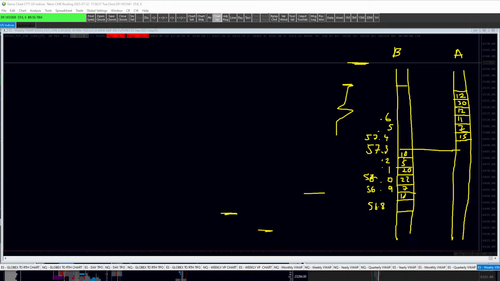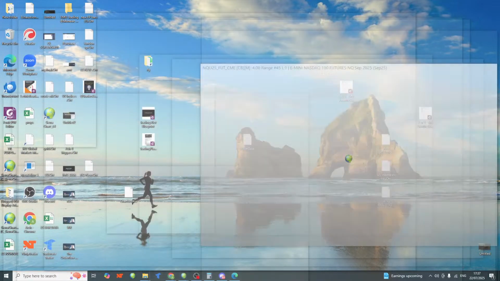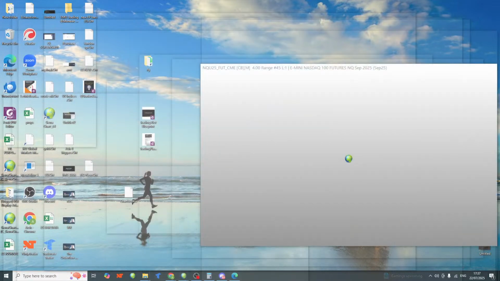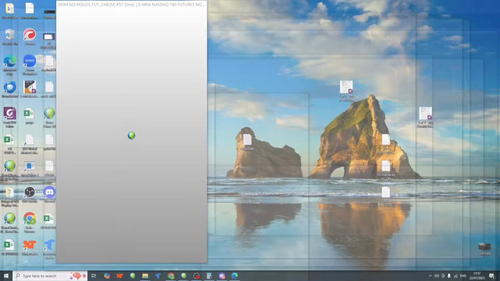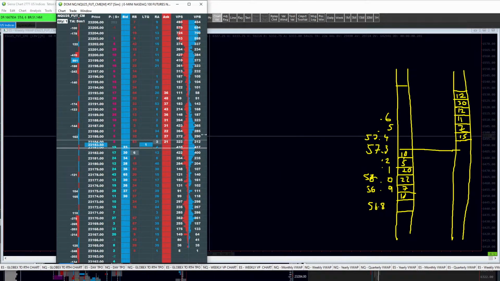I'll just show you what my depth of market looks like. So I'll show you for ES. Do I have it for ES? Don't think I do. Right, so I'll just show you my NQ. So this is NQ, so just ignore this for now. I'll just tell you what this is.